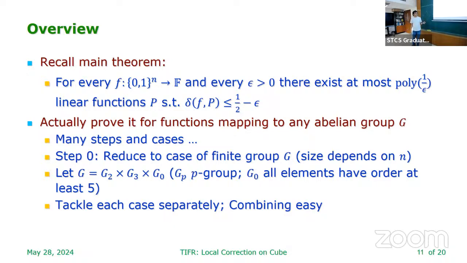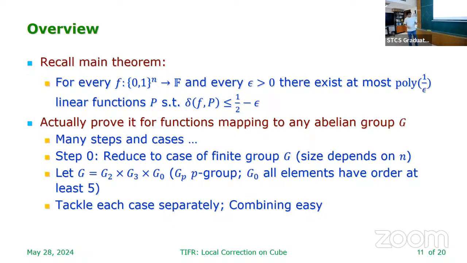So what's a P group? A P group is a group in which P divides the order of every element in the group. So all the elements which have order 2 or a power of 2 fall in this G2, and then there are elements which have this other thing.